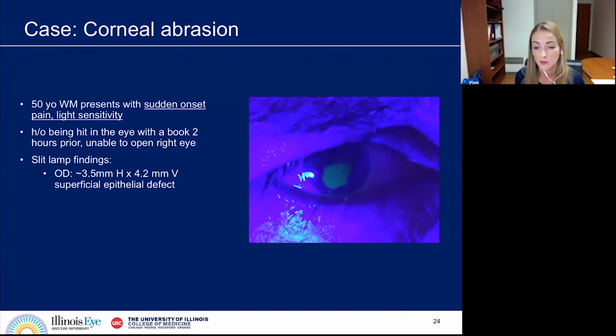In this case, we used ofloxacin 4 times a day. The patient returned the next day and the epithelial defect was almost resolved and there was still some corneal haze. And so the patient was instructed to continue with the contact lens and continue with the topical antibiotics until follow-up. So I'll be seeing him tomorrow to remove that bandaged contact lens.